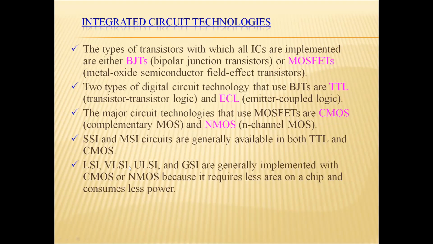As I told you, LSI, VLSI, ULSI, GSI, the modern integrated circuit technologies use metal oxide semiconductor technology. It is cheap, it occupies less area, and very little power is consumed. That's also one of the most important points compared to bipolar junction transistors.